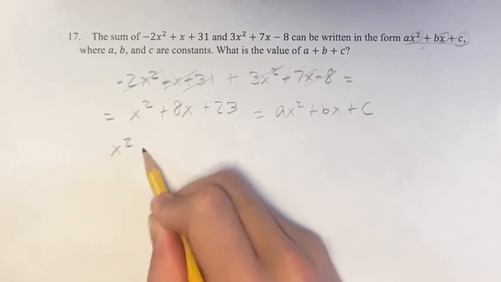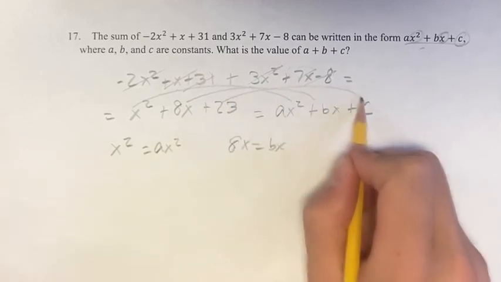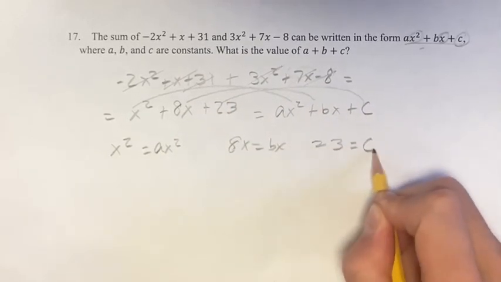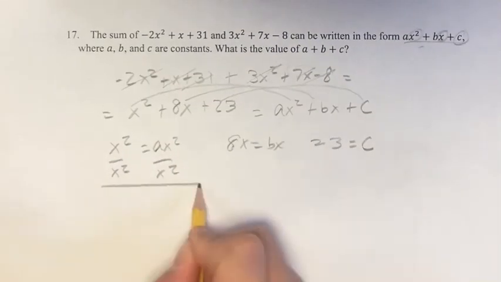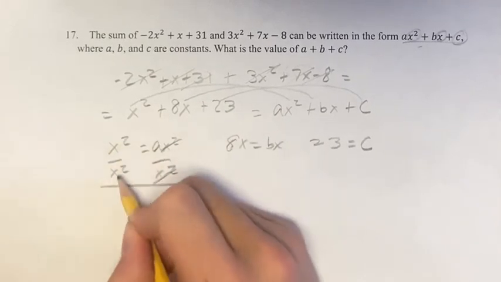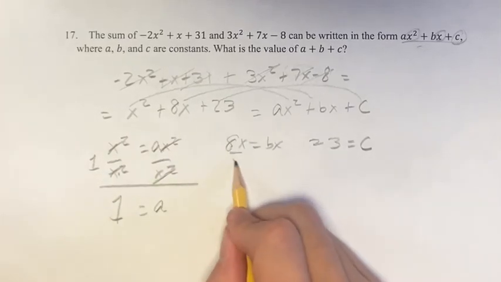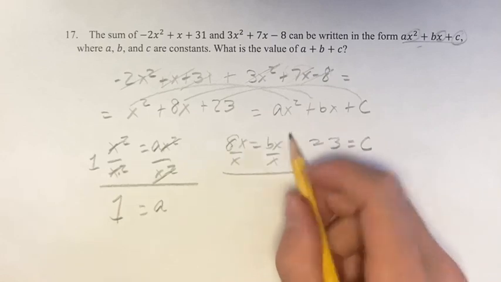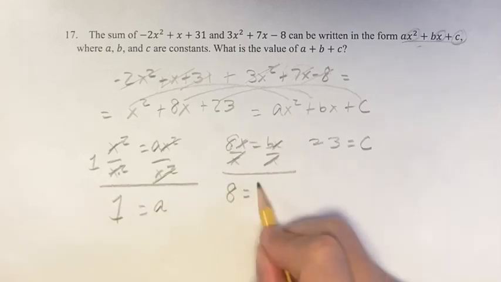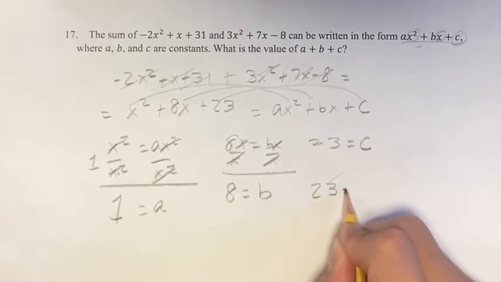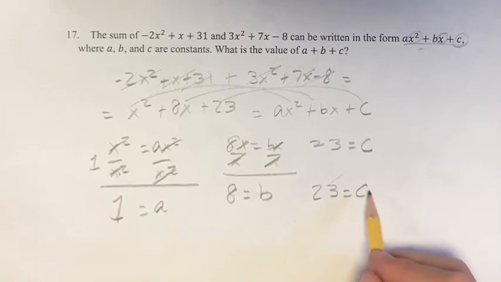So x squared has to be equal to ax squared, 8x has to be equal to bx, and 23 has to be equal to c. So what are the values of a, b, and c? Well, if we divide both sides of this equation by x squared, these cancel, and we get a is equal to x squared divided by x squared, which is just 1, right? Anything divided by itself is just 1. Here we can divide by x, and these cancel, and we're left with 8 is equal to b, and then we've already solved 23 is equal to c here without even doing anything. So we have a is equal to 1, b is equal to 8, and c is equal to 23.